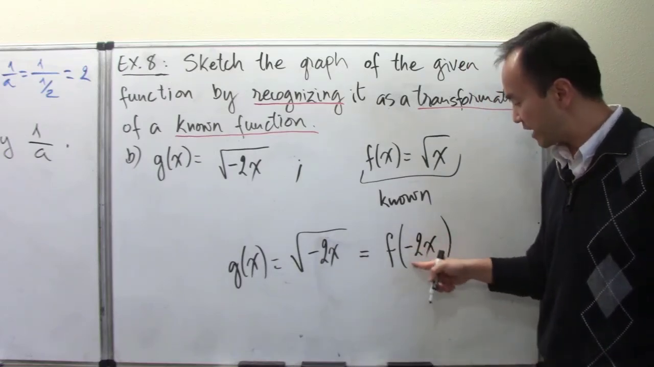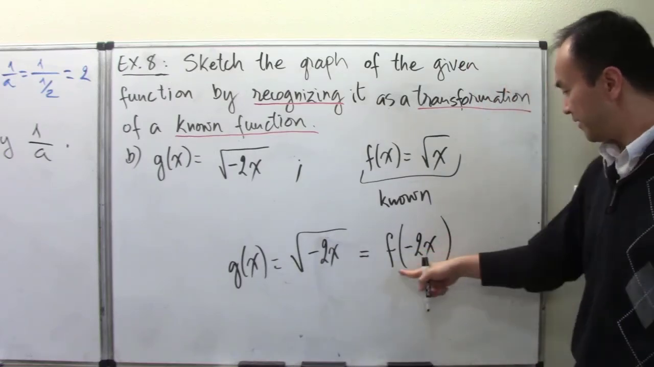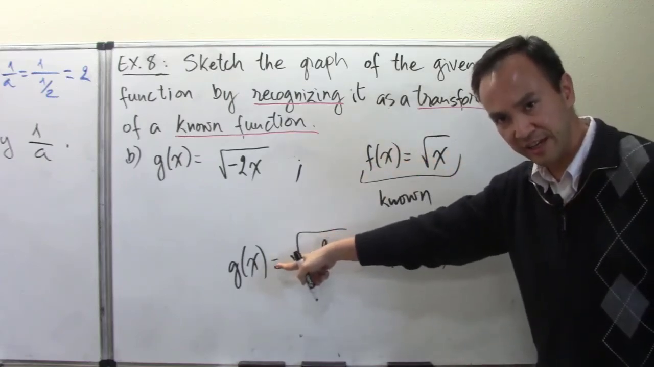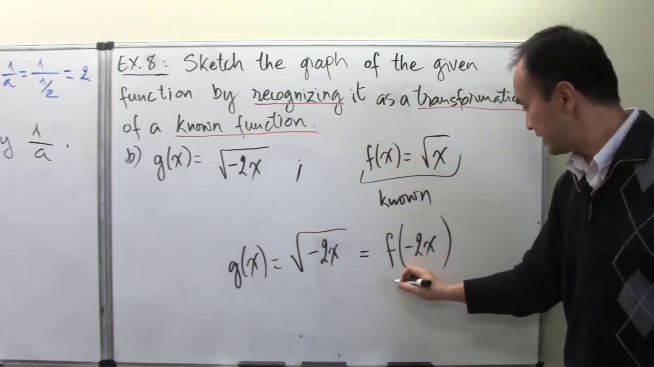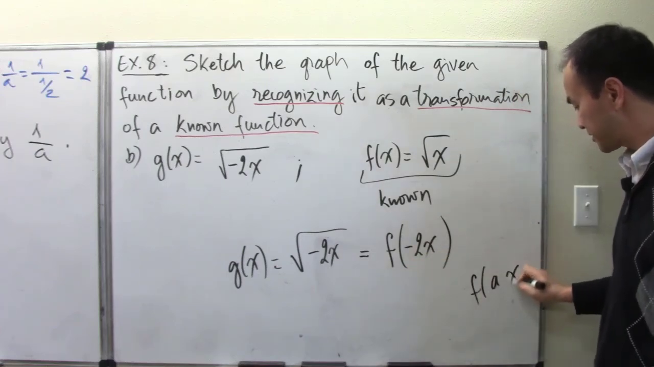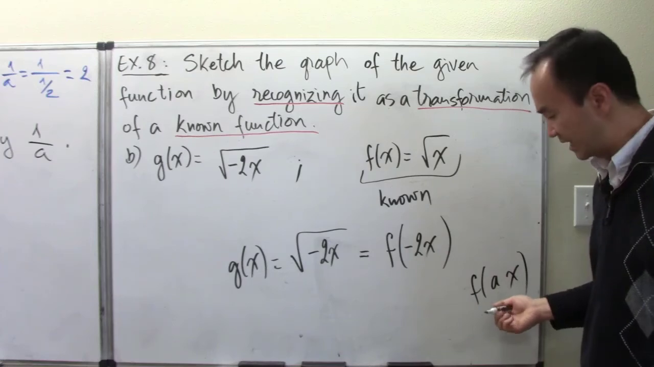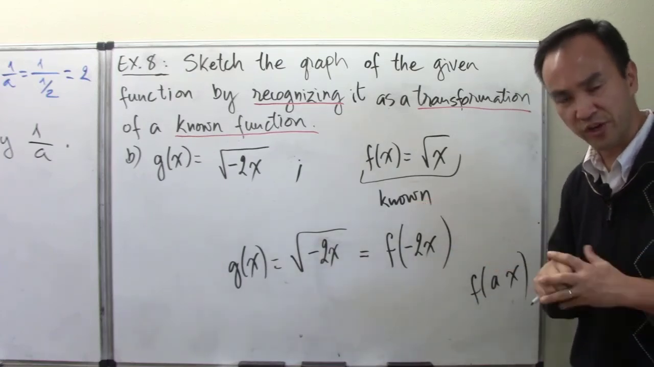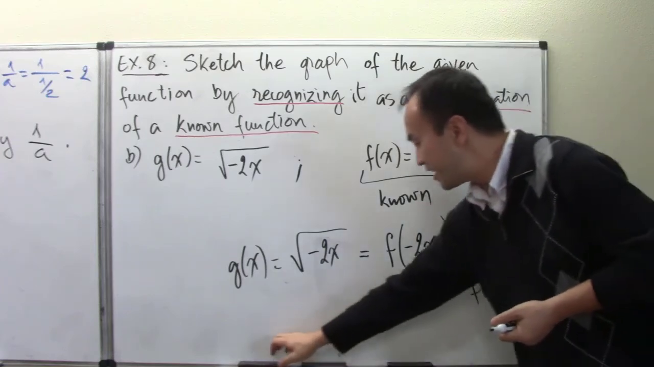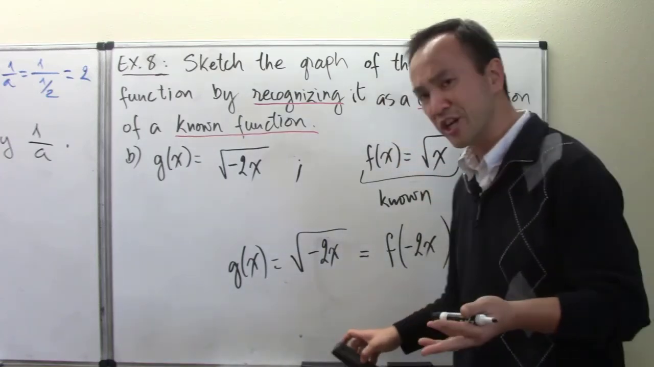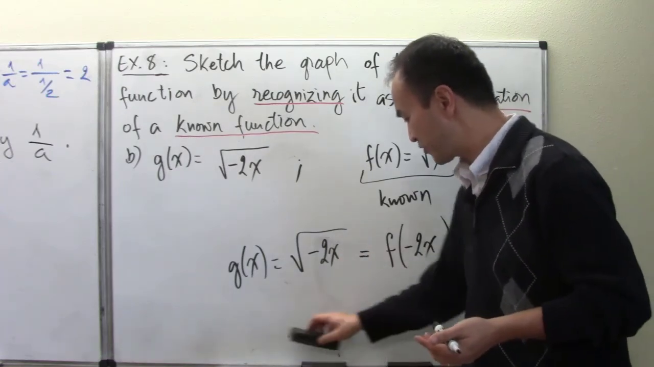So now I recognize that f can be regarded as the parent function where g came from. This is in the form of f of ax, which rings a bell that it's going to have to be a horizontal scaling transformation. So now let's make some more notes on this g of x function right here.